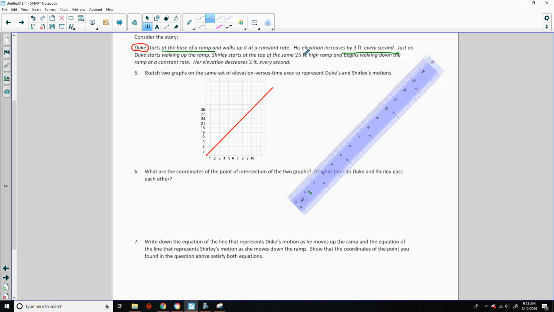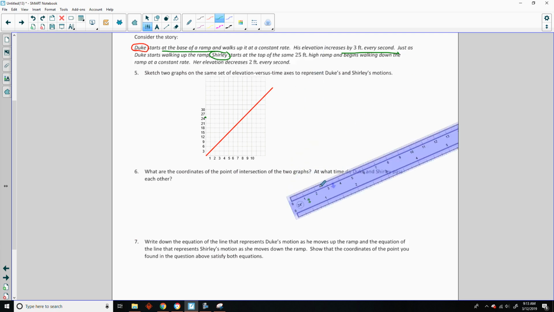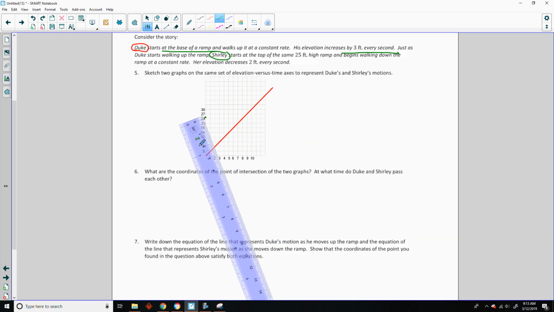Shirley starts at the top of the ramp, 25 feet high, and begins walking down the ramp at a constant rate. Her elevation decreases 2 feet per second. So she's starting at 25, which is a little bit higher than 24. And I need to change colors. Let's do green for her. Shirley will be in green. Okay, so there's 25. So I am going to draw a grid.